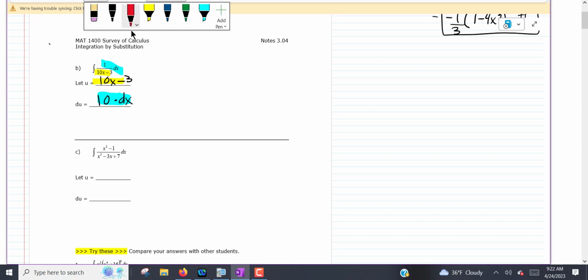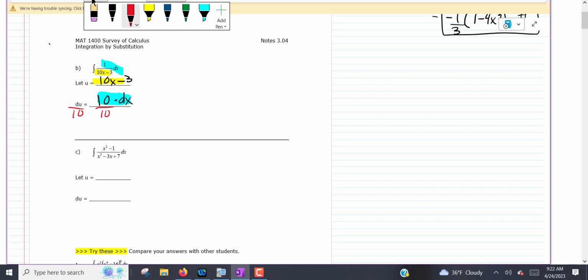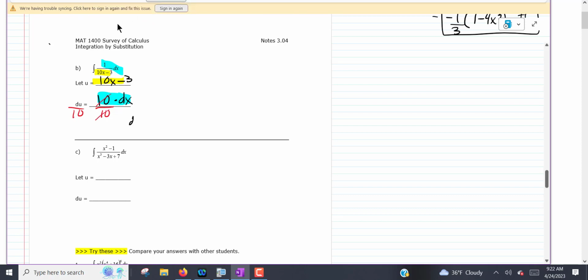Okay, so take this equation and divide both sides by 10. And what you'll end up getting is an equation that says dx is equal to du over 10. Okay? So I let u be equal to 10x minus 3. I got du. I know that's not a problem for anybody. And then solve for dx. I also know that's not a problem for anybody.